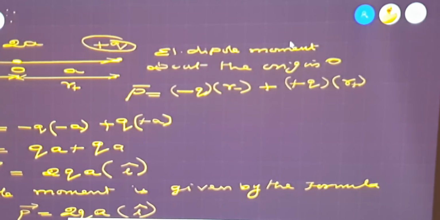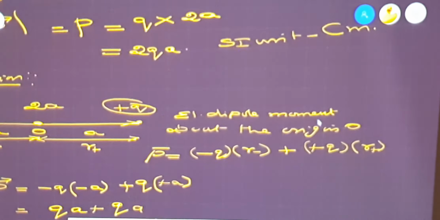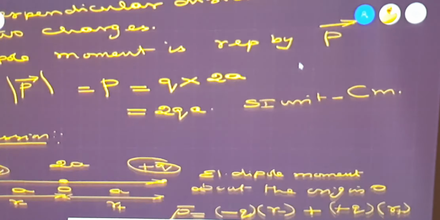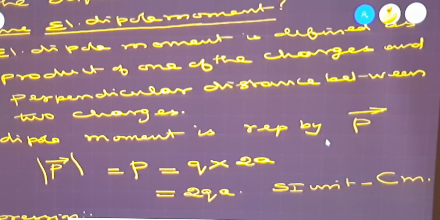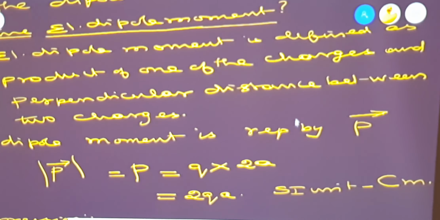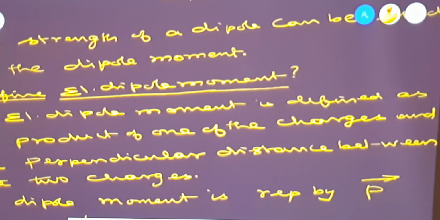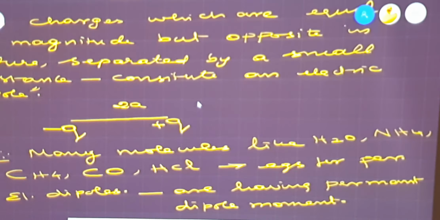Today, we have started with a topic called electrical dipole. What do you mean by electrical dipole? We can state that an electrical dipole is an arrangement where you are having two charges which are equal in magnitude but opposite in nature, separated by a small distance. Diagrammatically it is represented like this.